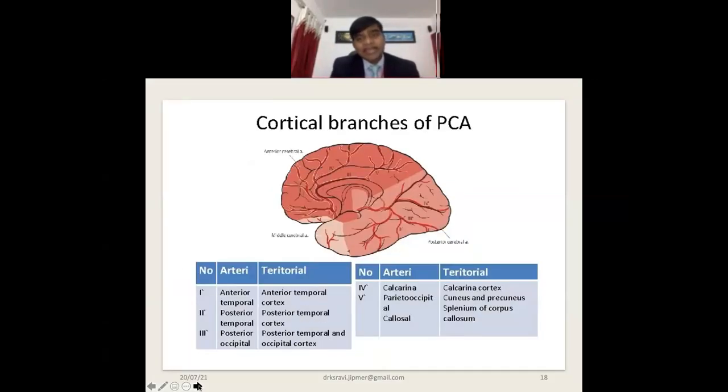Similarly, in the next diagram we have the cortical branches from the posterior cerebral artery. You can appreciate over here, this is the anterior temporal. This is the posterior temporal, towards the posterior temporal cortex. Then we have the posterior occipital in this region. And over here, this is the calcarine sulcus, and this is the parieto-occipital sulcus. So the parieto-occipital artery, and then we have the calcarine artery. Accordingly, these are the cortical branches from the posterior cerebral artery.